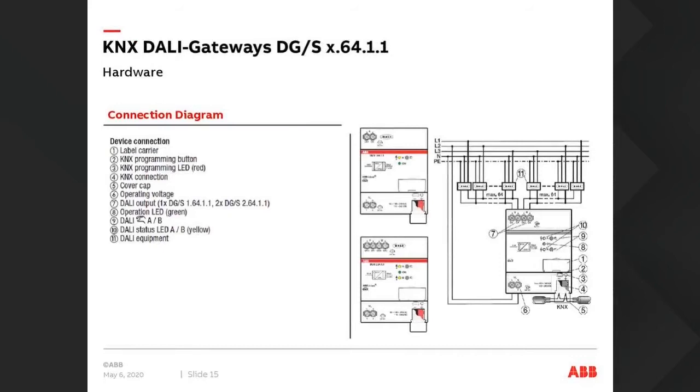Here, as before, is our standard connection diagram for the device. You can see our live and neutral at the bottom, KNX going in this side. We have our standard label carrier. We have our KNX programming button and LED here. And then we have our two DALI channels here. That's typical for all of our devices. This is just the way it is. It's a typical layout.